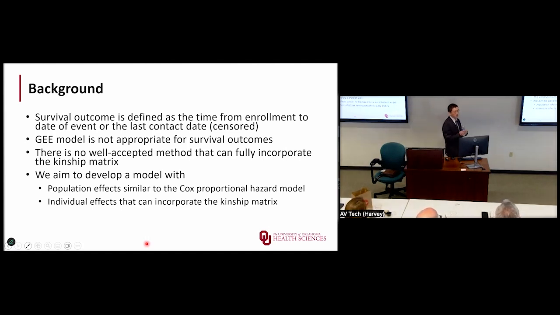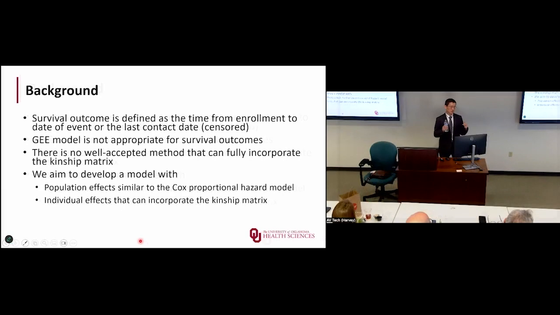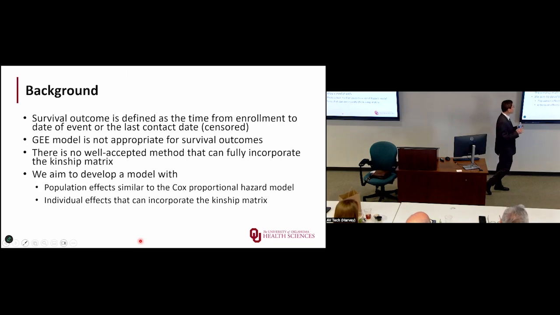Of course, you cannot use even your GEE model for survival outcomes. As we did a literature review, there's no well-accepted method that can fully incorporate the kinship matrix. So there's no wheel there. What should we do? We should invent a wheel, right? So our aim here is a little different. We want to develop a model. We want to create a new model. But we want this model to be not drastically different from what we are familiar with.